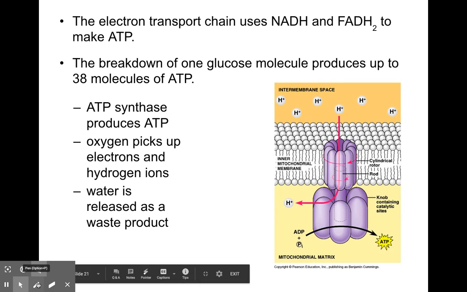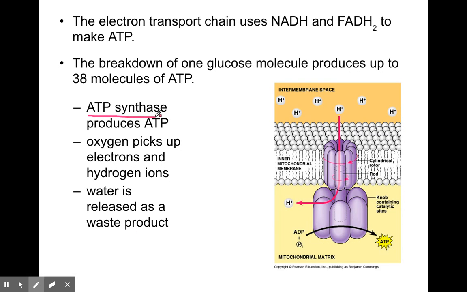Another thing you need to know within the membrane is this enzyme, ATP synthase. And what ATP synthase does is, it is an enzyme, and I know that's an enzyme because it ends in -ase, and it makes ATP. It produces ATP. Oxygen picks up electrons and hydrogen, and then water is released.